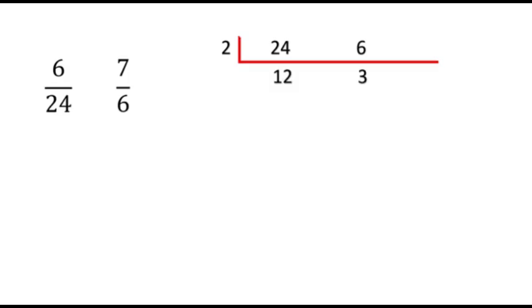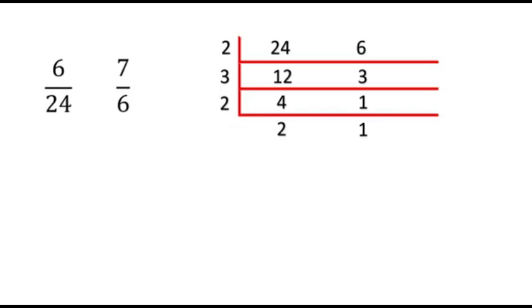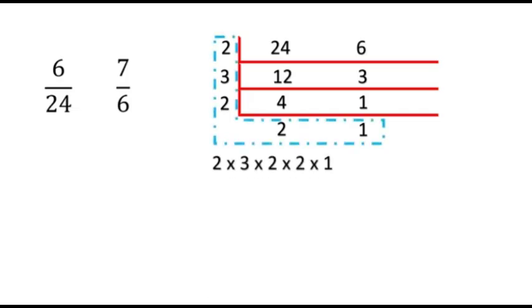Now both numbers are divisible by 3. So 12 divided by 3 is 4. 3 divided by 3 is 1. So we still have one composite number, which is 4. We can still proceed by dividing 4 by 2. 4 divided by 2 is 2. And just bring down 1. Now that we got all the prime numbers, we can start the multiplication.